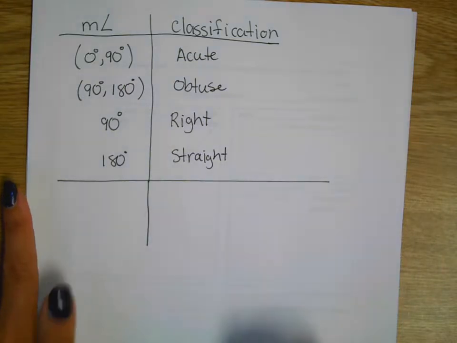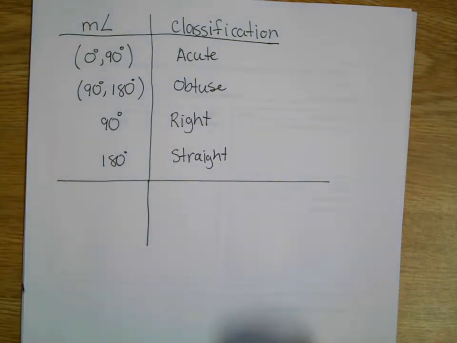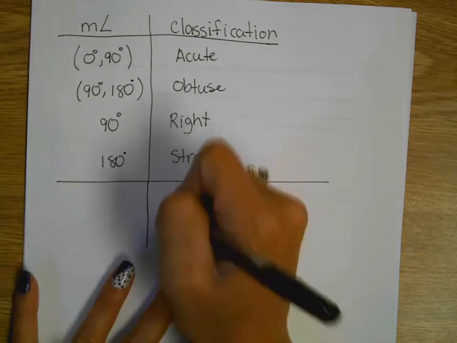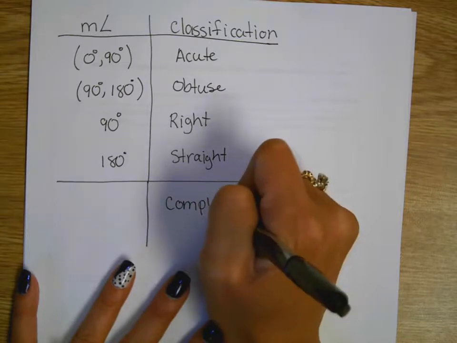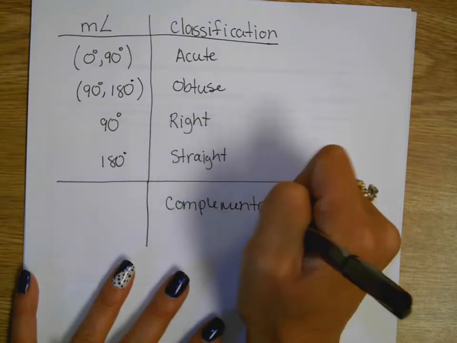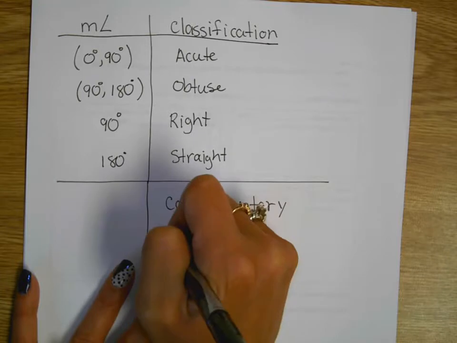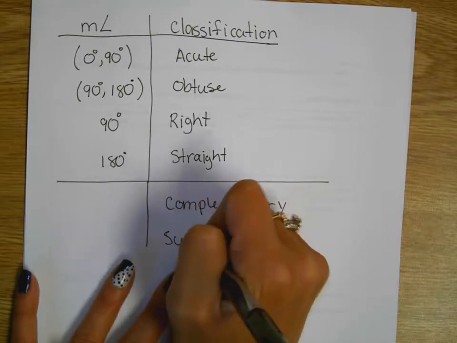This one's going to be our two special pairs. If they come in a pair and they add up to a magic number, we had two categories there. Do you remember what those two categories were? A pair of angles that add up to a special number. Complementary, supplementary. So they come as a pair.